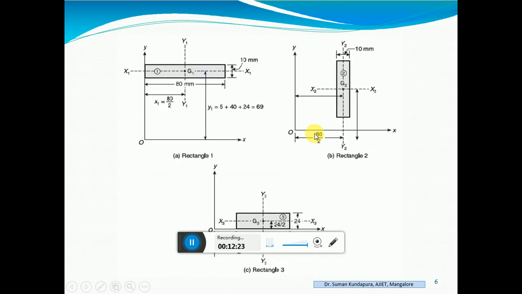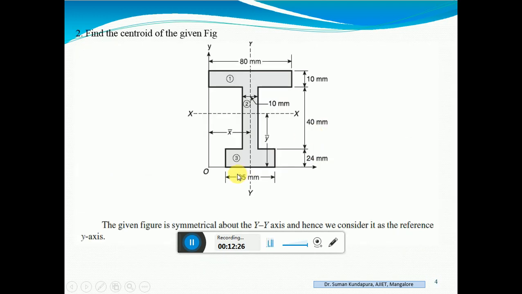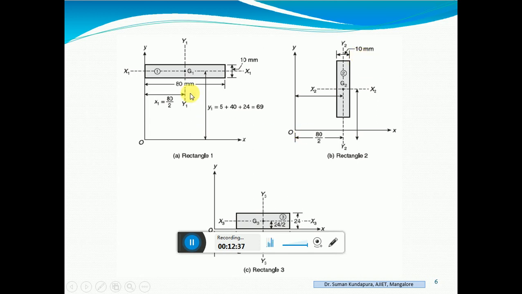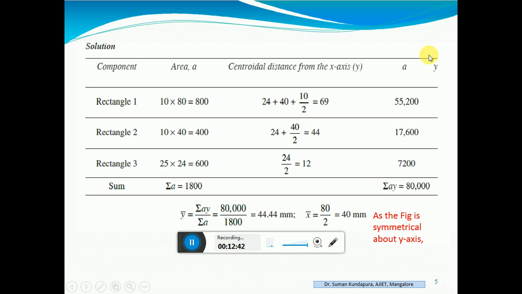The last rectangle, that is this one, 24 by 2. It's here. Figures are given in the next page for your reference. Okay. Next, just multiply this a into y. This is a into y here. 800 into 69, you will get this value. 400 into 44, 17,600. This area into y distance, you will get 7,200.